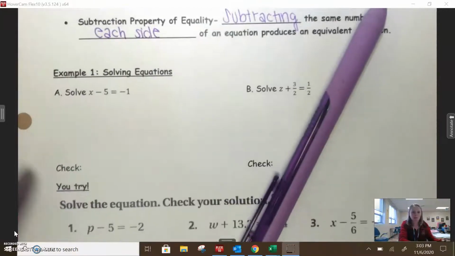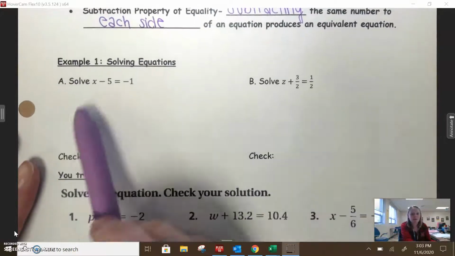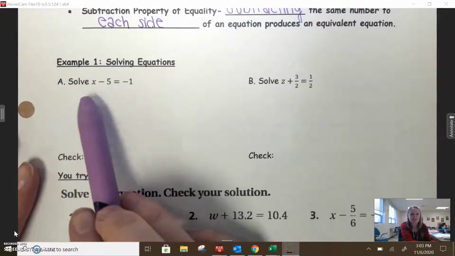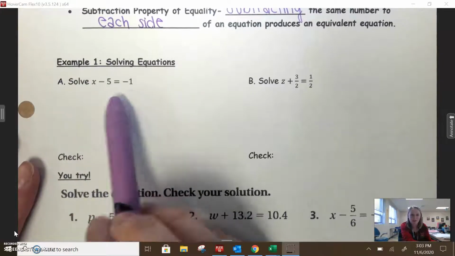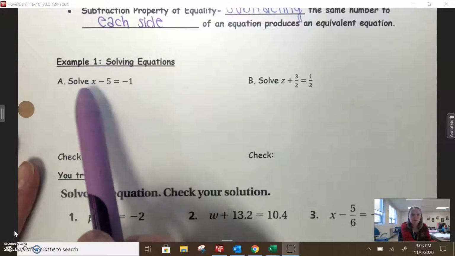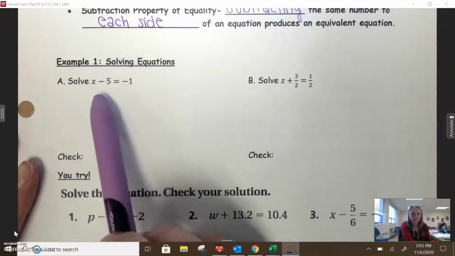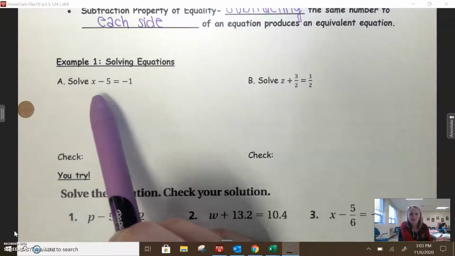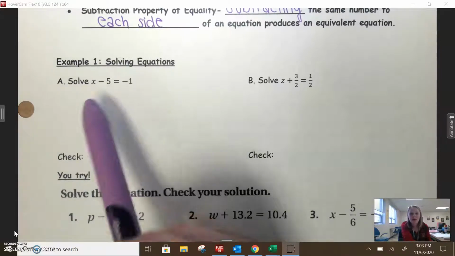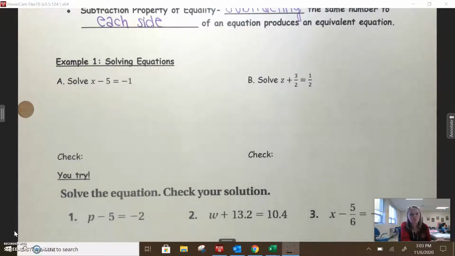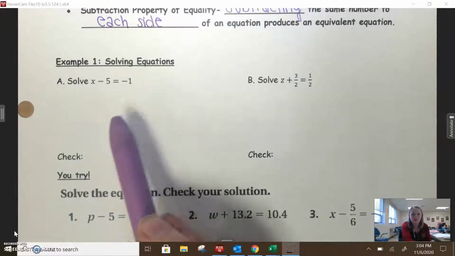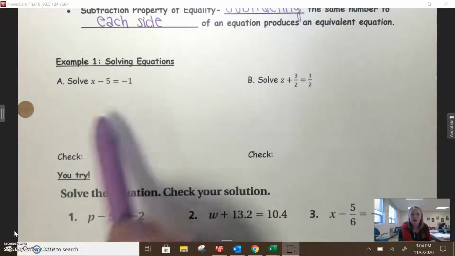So these are the types of problems that we're going to be seeing. The first problem says solve x minus 5 equals negative 1. So we're actually going to be solving for what x is here. Now you might be able to look at this and say exactly what x is. However, it's super important that you show your work the way that I'm showing my work here today. Because when you get to high school and you're in Algebra 1 and Algebra 2, you're going to have really long equations, and it's going to be super important that you know how to show your work and how to solve for x.